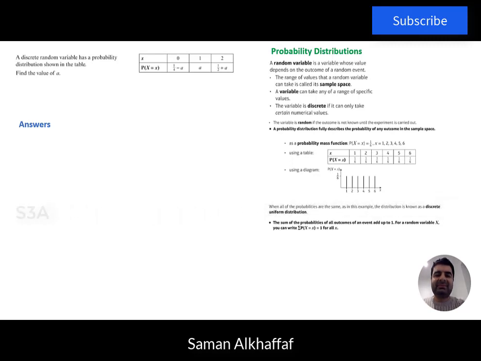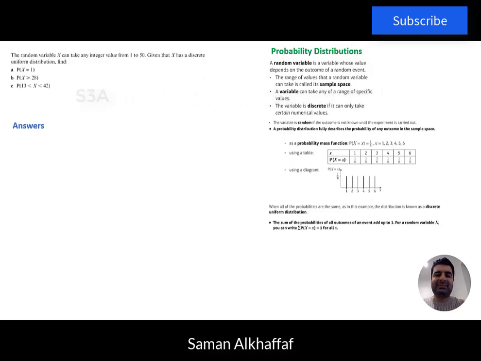So we will add the probabilities shown and equate them to 1. We'd have a quarter minus a plus a half plus a equals 1, and then we add the a's together and add the fractions together. That gives us 3 over 4 plus a, because the positive and negative a's will disappear and we will be left with 1a. So we have 3 over 4 plus a equals 1, and to simplify that further, a equals a quarter.